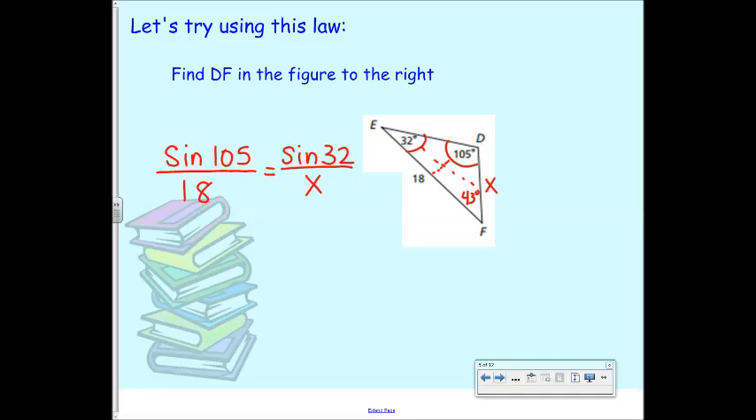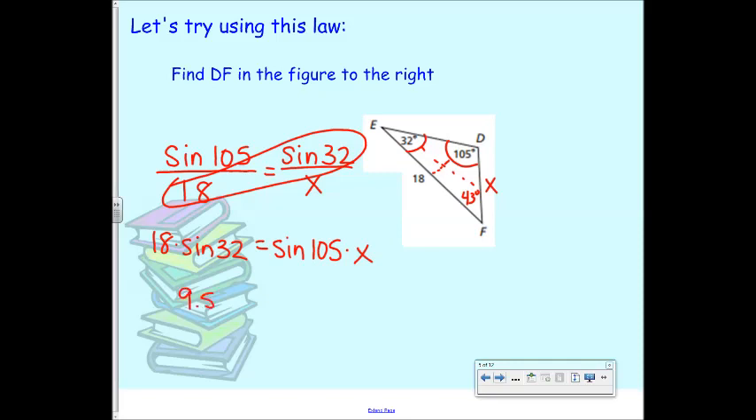Yeah, the same way we've been solving them. We're just going to cross multiply, so you end up with 18 times sine 32 equals sine 105 times X. So can somebody do 18 sine 32 and give me 2 decimal places? And then how would I finish it? Yep, divide by sine 105.